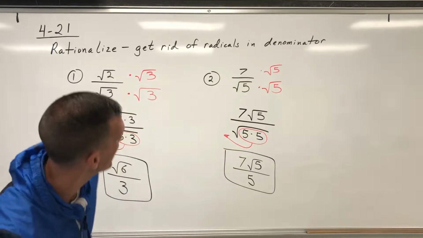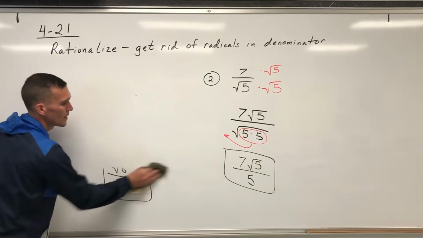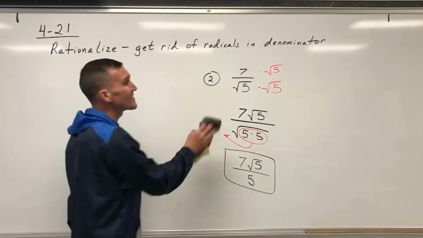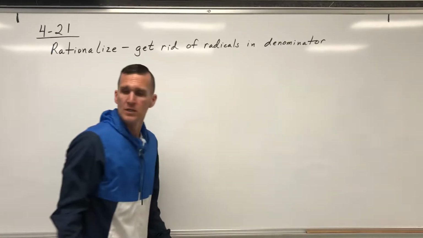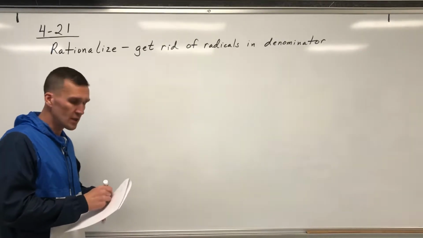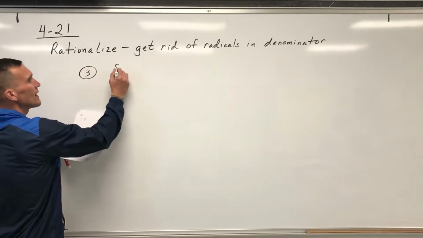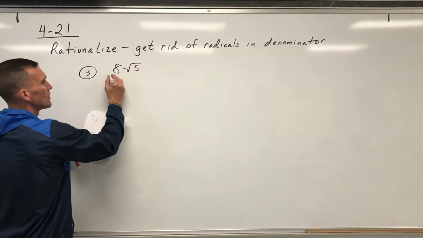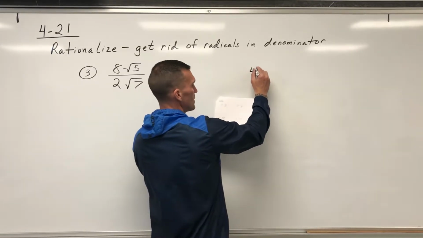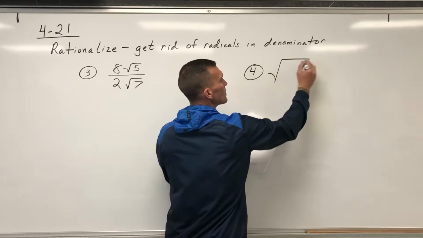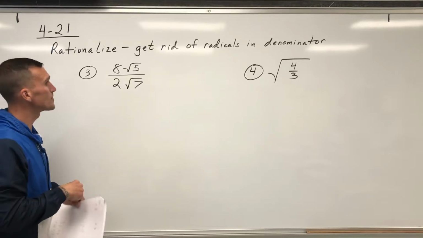Okay, let's try a couple more examples about rationalizing, and we will be doing a second day on this. So tomorrow you're gonna get some more practice. So hopefully you're following along, and I said baby steps. So number 3, we have 8 rad 5 over 2 rad 7. And then number 4, we're going to have a square root of 4/3. Okay, let's do the work.